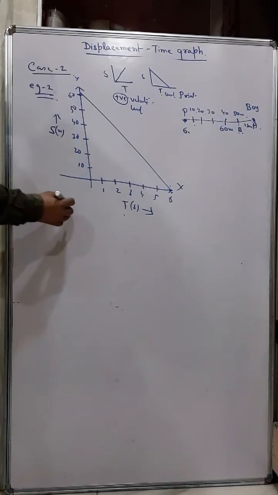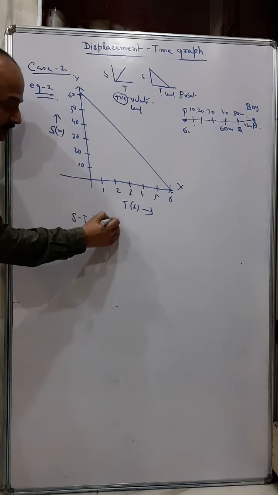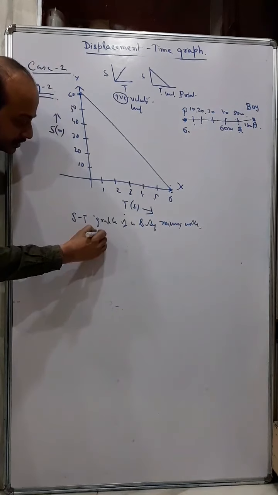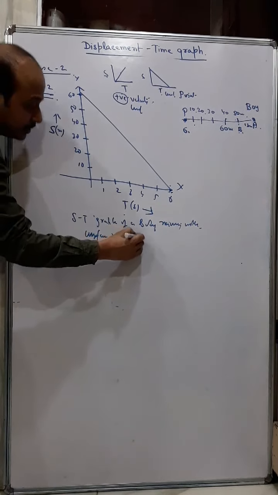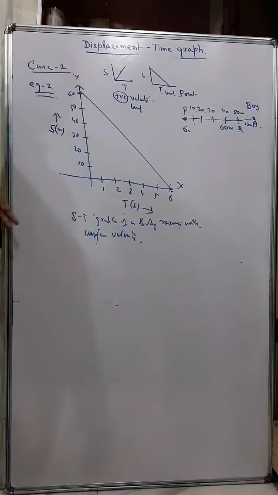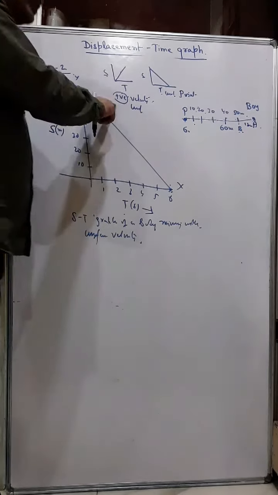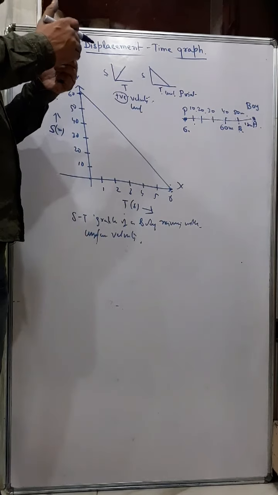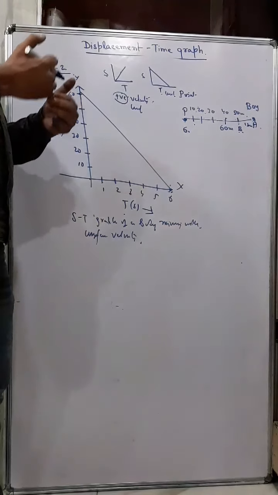So now here also I can say this is a displacement time graph of a body moving with uniform velocity. So in the previous example also it was uniform velocity, this is also uniform velocity. But what is the difference? In the previous one the velocity was positive, in this case the velocity is negative. Positive velocity means what? The body is going away from a certain point, and negative velocity means the body is approaching the certain point.